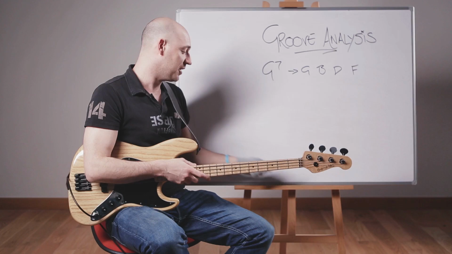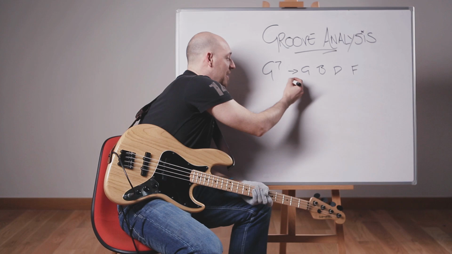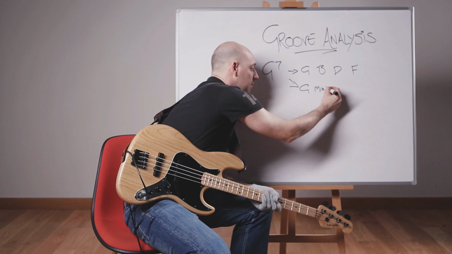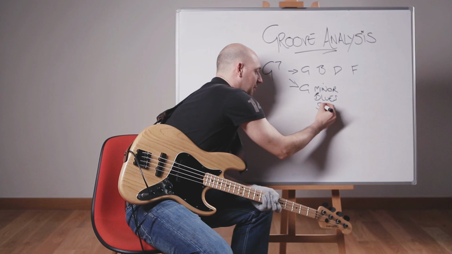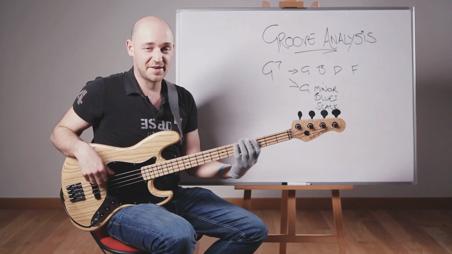So as well as the G7 arpeggio, you want to be using the G minor blues scale. I'm just going to write it there so I don't have to stretch over. Okay, and the weird thing is that the G minor blues scale, as I said before, it's got a B flat in it.